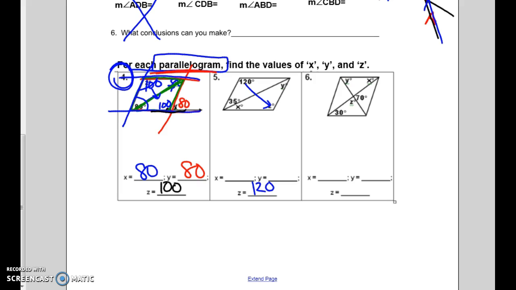Why? Triangle. What he's looking at is this triangle right here, and he knows a triangle is 180. So 120 plus 35 gives me 155. So 180 minus 155 is what? 25. So that means this one is 25, but they don't even ask me for that one.